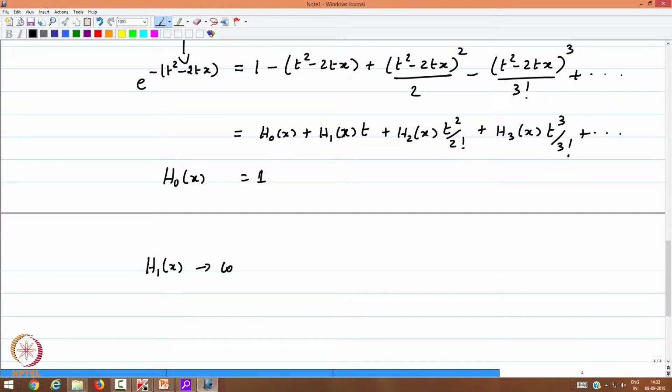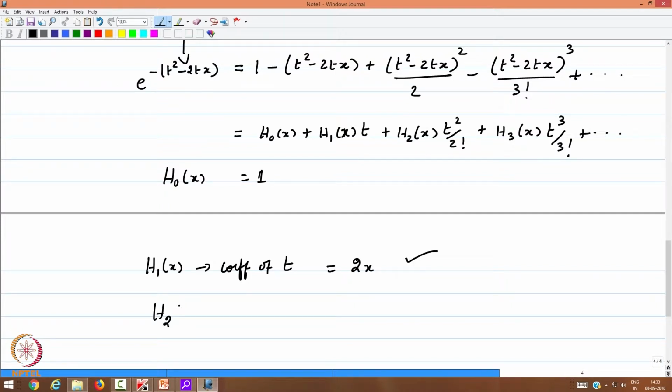Okay. h1 of x is the coefficient of t. On this side, the coefficient of t, if you recall, this is t square, and there are no powers of t here, because when you expand this, the smallest power of t that you will have is t square, and then you will have t cube and t to the 4 and so on. So, there is only one term, namely minus of minus 2tx, which is 2x. So, this is h1.